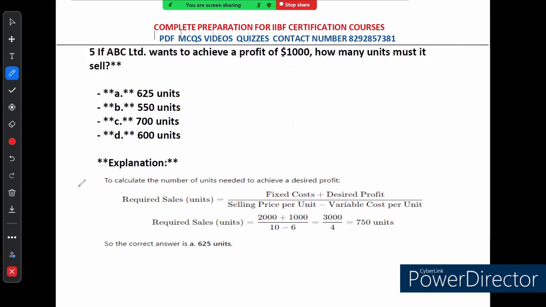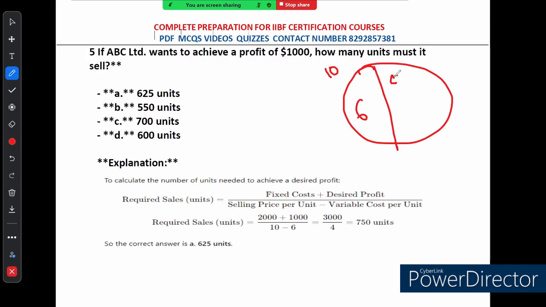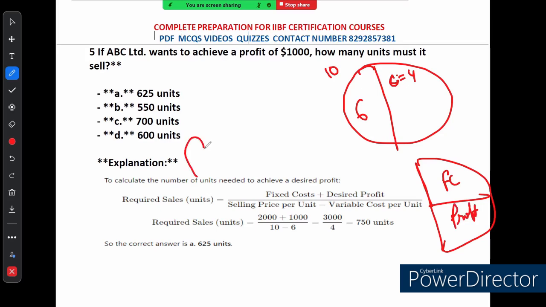Again I am repeating this question. See what you have to do. The selling price is given as 10. The variable cost is given as 6, so your contribution margin per unit, which is denoted by small c, is equal to 4. And this contribution margin comprises two parts. The first part is fixed cost, and the second part is what? Your profit, right? So the contribution margin, capital C, is equal to fixed cost plus profit.